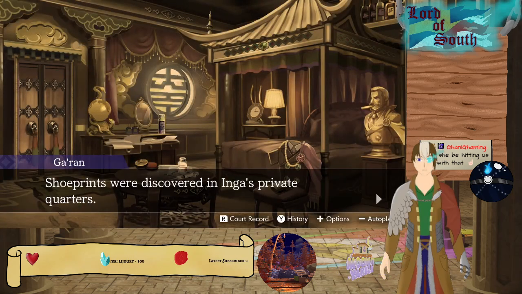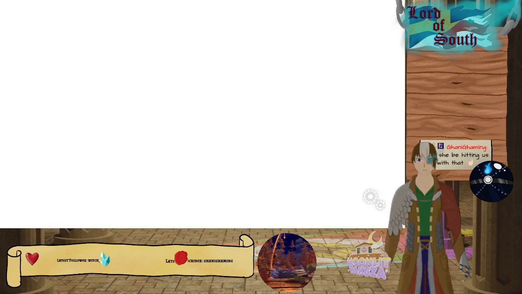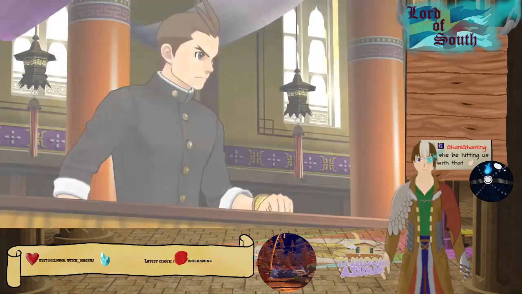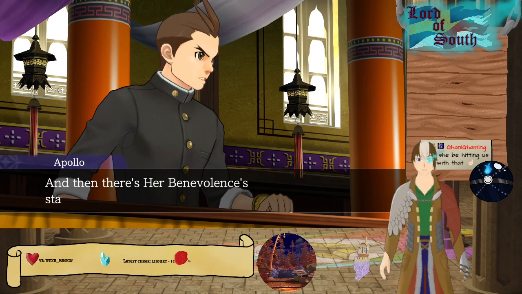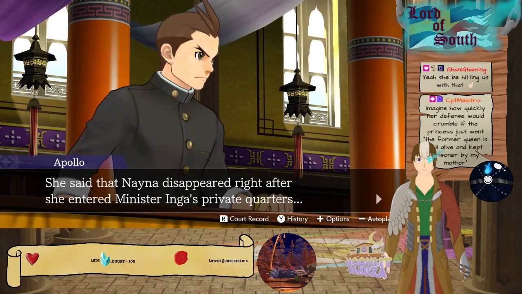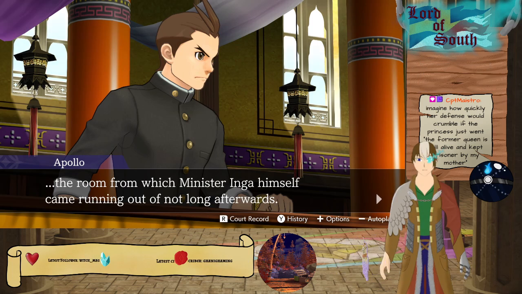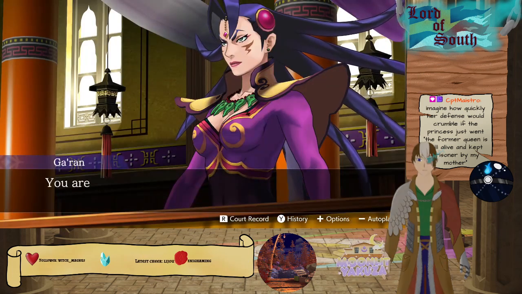Shoe prints were discovered in Inga's quarters. Yeah. Fair enough. And then there's her benevolent statement. She said that Nina disappeared right after she entered Minister Inga's private quarters, the room from which Minister Inga himself came running out not long afterwards.